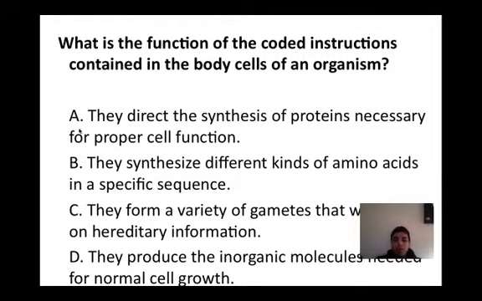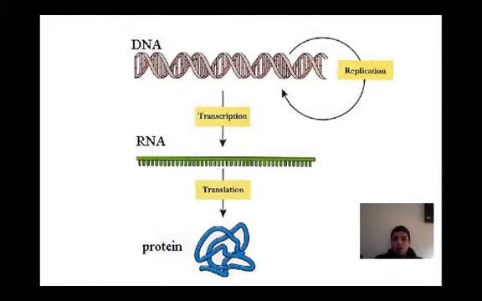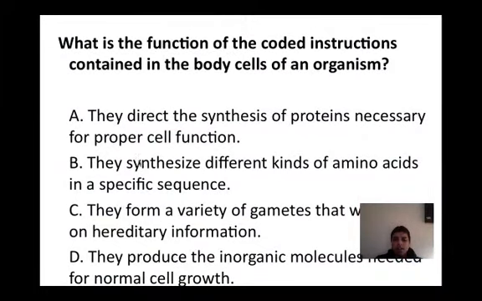And I'm going to start with D. They produce the inorganic molecules needed for normal cell growth. So let's read this question again. What is the function of the coded instructions contained in the body cells of an organism? Coded instructions refers to what? Well, you should know immediately. The code, genetic code, is DNA. What does DNA become? Protein. So DNA ultimately will be made into protein.